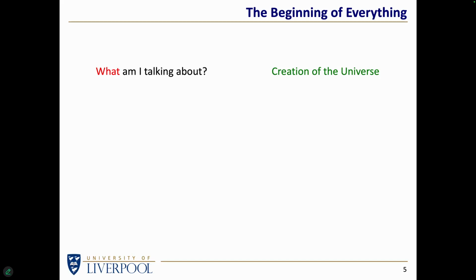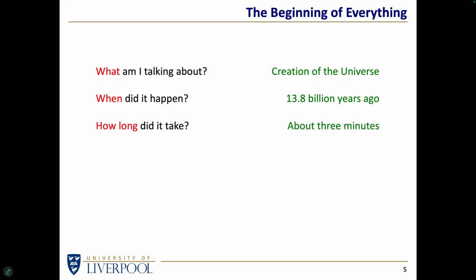We're thinking about the creation of the universe. When did it happen? Well, as best we can tell, it happened about 13.8 billion years ago. We sometimes get the question, how long did it take to make the universe? And one way of answering that is to say, well, it took about 3 minutes to make the universe. And I'll explain why 3 minutes is relevant in due course.